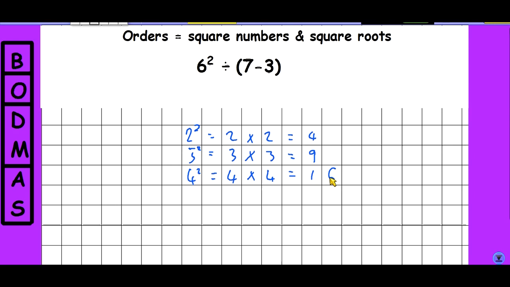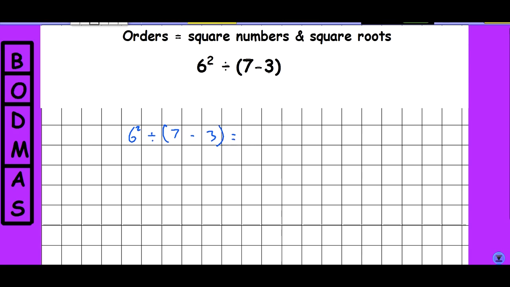In this case, we've got 6 squared, which is going to be 6 times 6. But we know from looking at BODMAS, we do that second. The first thing we do is our brackets. So let's work through this step by step. We'll start by writing out the equation. 6 squared divided by brackets 7 minus 3 equals.